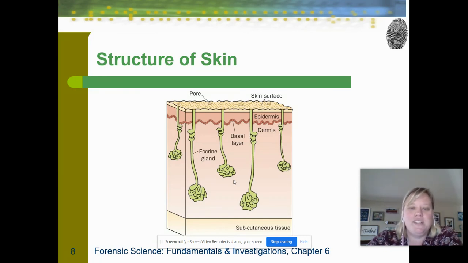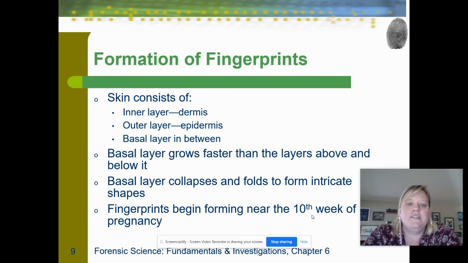So let's look at this picture. This is the skin. This is a pretty simplified picture, but it shows you that you have your first layer of skin we call the epidermis, and then below that you have a layer of cells. As you can see, I'm pointing that out with my mouse here. That layer of cells is called the basal layer, and then below that we have the dermis. So the three that you need to remember are the epidermis, the basal layer, and the dermis. Let's go to the next slide. The inner layer is the dermis, the outer layer is the epidermis, and like I showed you, the basal layer is in between those.